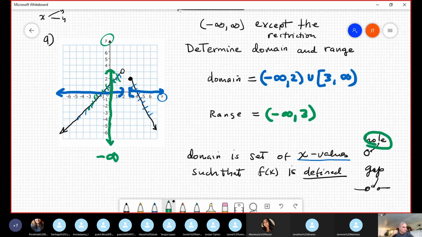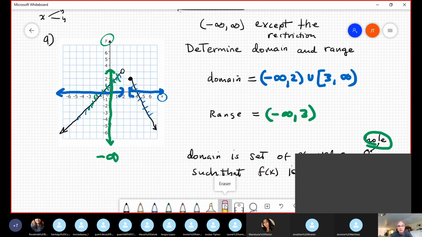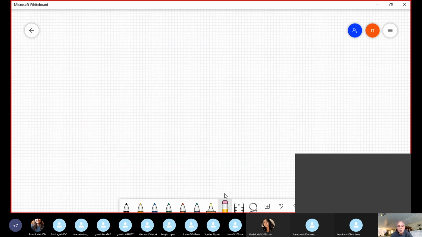Okay, now 11 is relatively easier. May I erase the board or no? No? Not yet? Yes. Okay, good. Let me erase the board. Let's move on to question 11. 11 now.